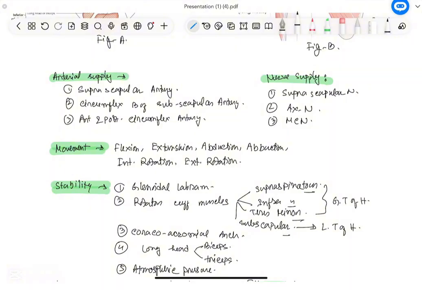Then coracoacromial arch, as I said, it has two components. One is the bony component, that is the processes. What are the processes? Acromion process and coracoid process, and there is a ligament, the coracoacromial ligament. Then there are two muscles. One is the long head of biceps, which is an intracapsular muscle and strains the joint, and the other is the long head of the triceps. These two muscles maintain the stability of the shoulder joint. And lastly, atmospheric pressure.